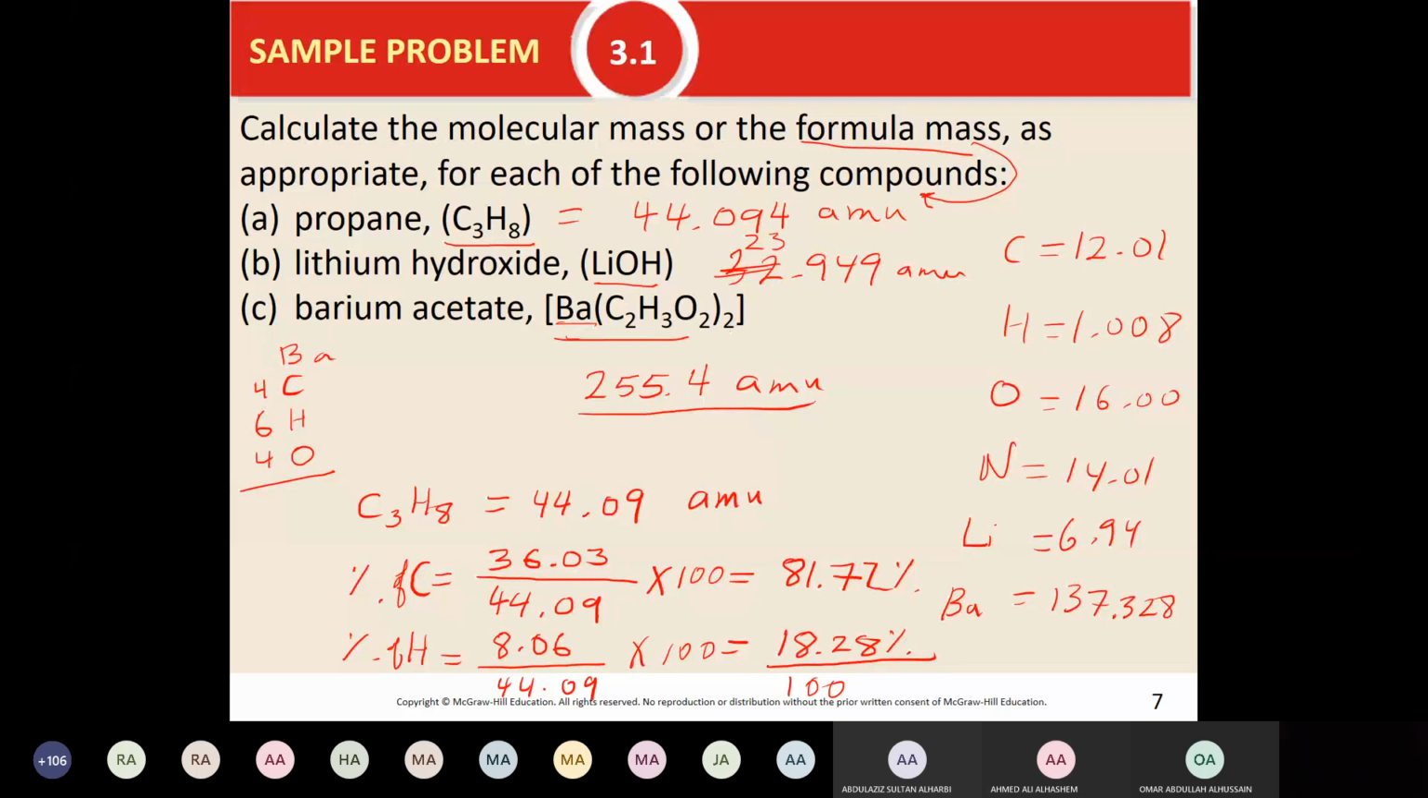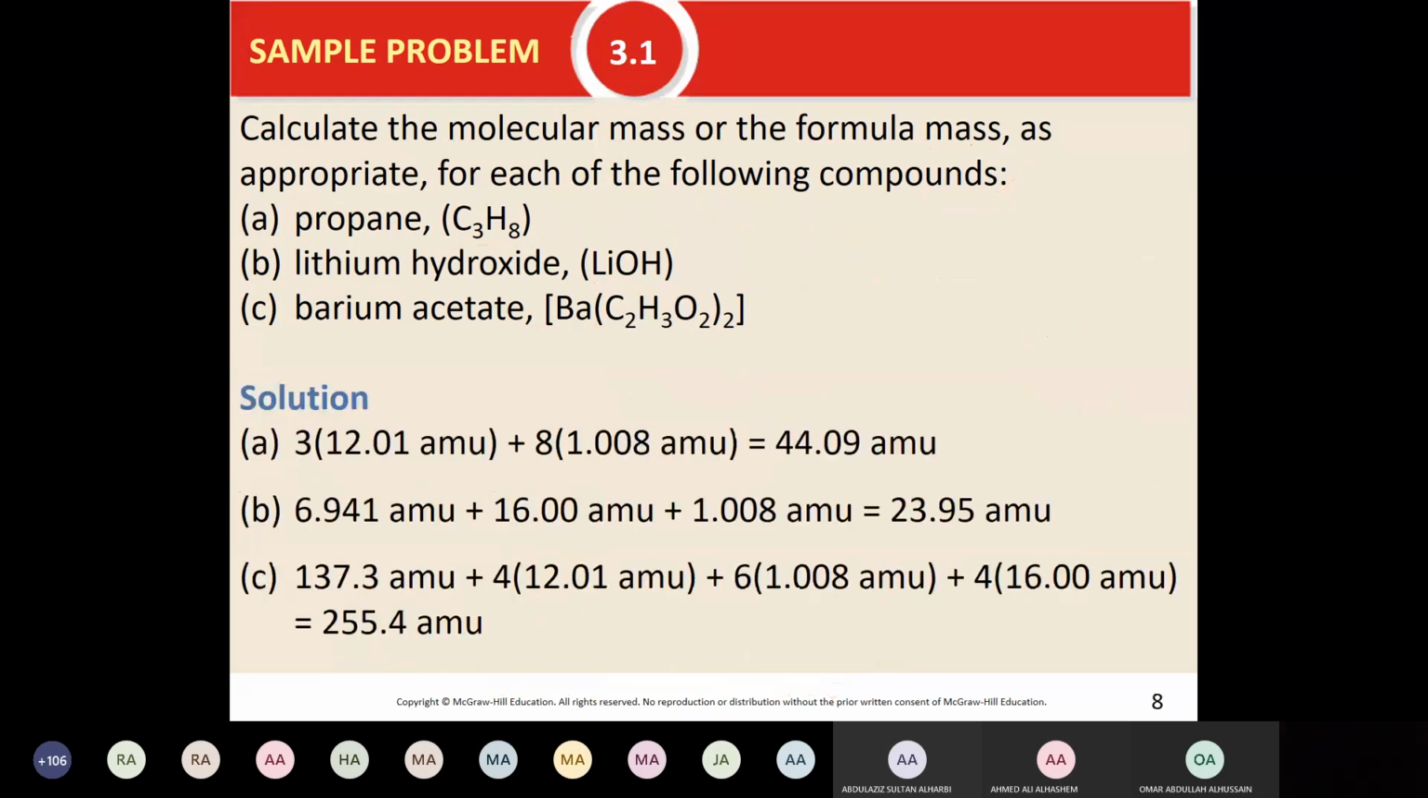And you should do it for everything here. If I ask you to find the percentage of lithium hydroxide or barium or carbon or anything, you should take the mass of any element divided by the total mass. That's all. Good.